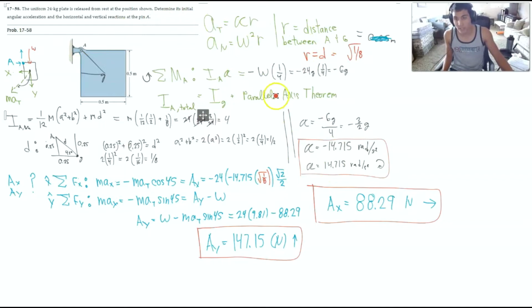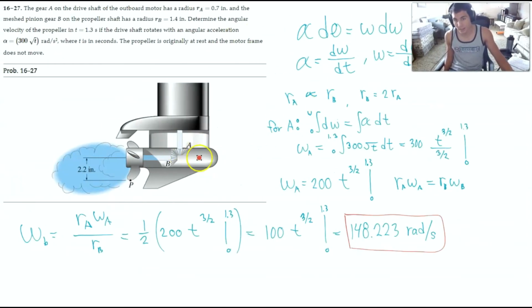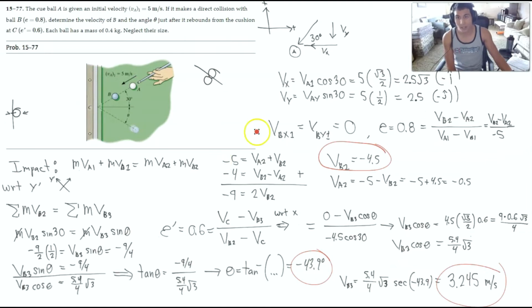I cover about 6 problems. A problem from chapter 17 involving moment of inertia and reactions. Then we have a velocity problem involving multiple moving points. Then we got something relating gears and ratios, angular acceleration, angular velocity. Then we got an impact problem. I thought this problem was a really fun problem. It hits a ball, then hits the wall, and then we want to find the angle and velocity after.